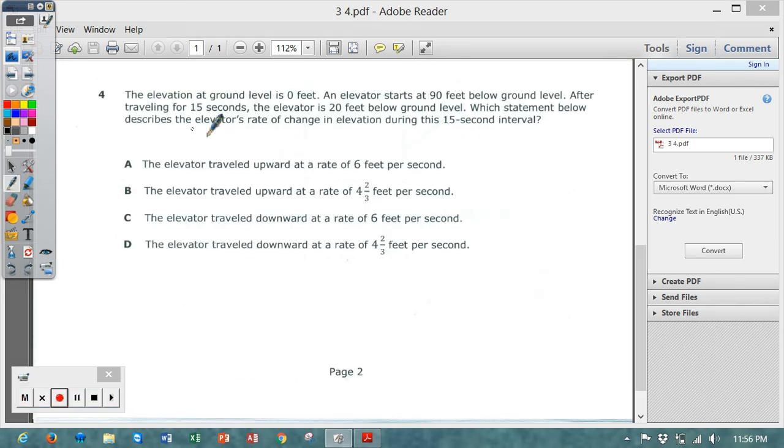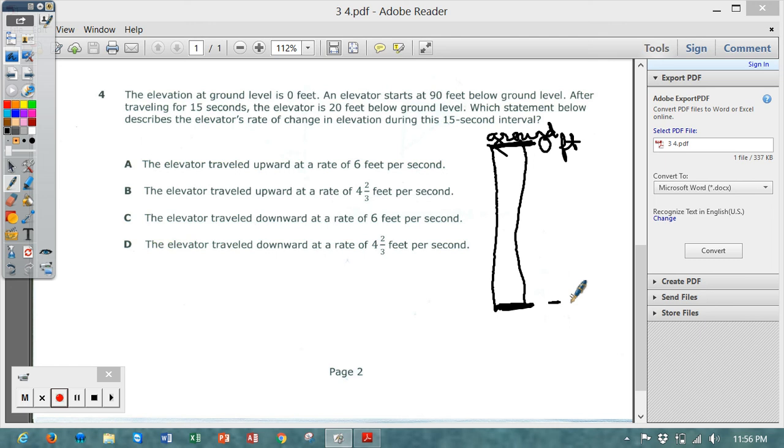Number 4, the elevation at ground level is 0 feet. The elevator starts, and I'm going to draw a bar diagram to show the elevator going up and down. Ground level is 0 feet. Then it says the elevator starts at 90 feet below ground level, so that would be negative 90 feet. It's 90 feet underground. After traveling for 15 seconds, now the elevator is 20 feet below ground level.